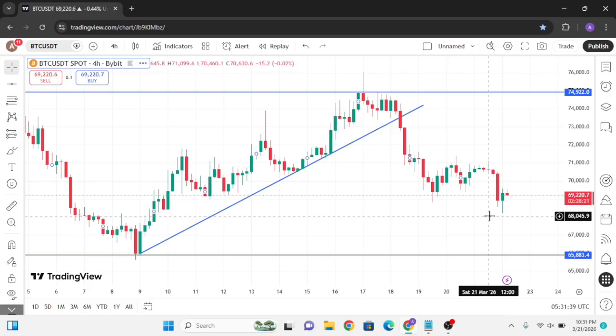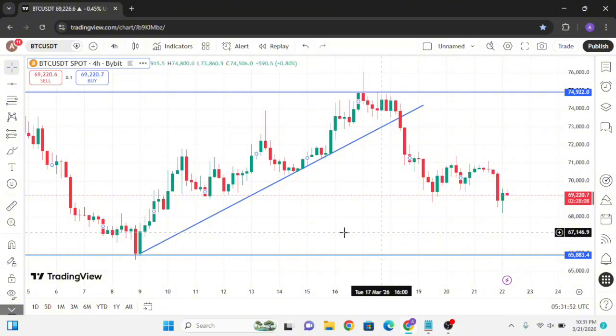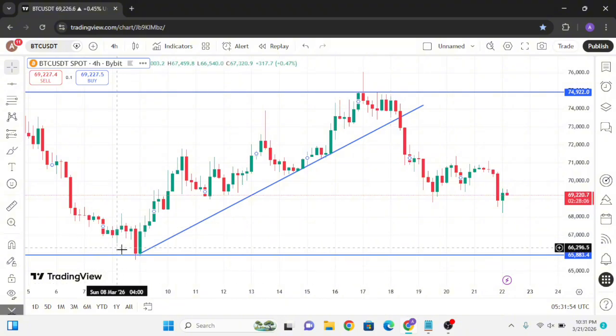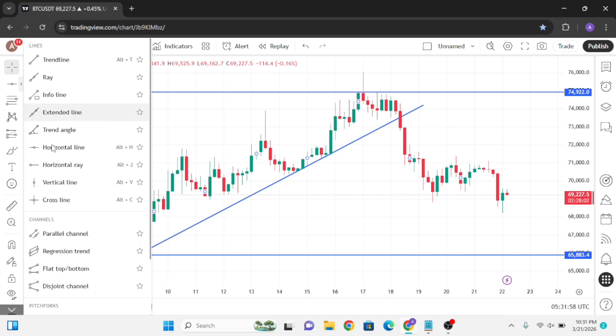Condition two, I want you to understand, is that the price must pull back to a key support level after an uptrend is identified. The price never just goes straight up forever. It moves, then pulls back. Now, you can see what happened here. This is the previous low. Let me explain what I mean.